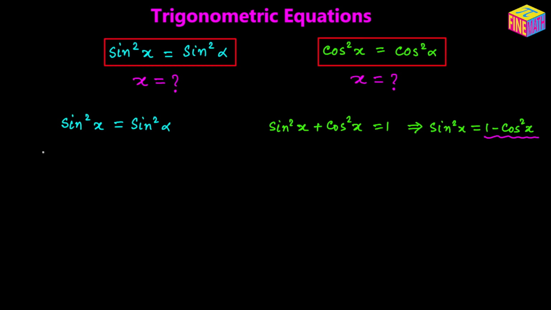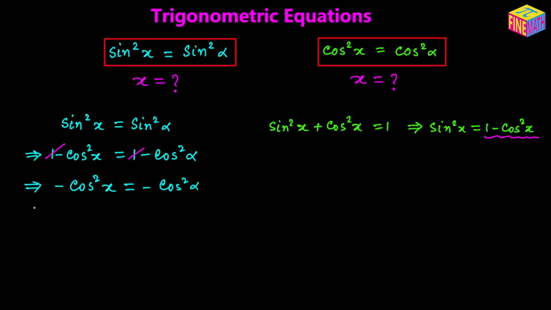So what happens here? In place of sine squared x, I am going to say 1 minus cosine squared x, and similarly in place of sine squared alpha, I am going to say 1 minus cosine squared alpha. Now you can see that we have a positive 1 on both sides, so they will cancel out, and we are left with negative cosine squared x equals negative cosine squared alpha. If we multiply both sides by negative 1, it becomes cosine squared x equals cosine squared alpha.